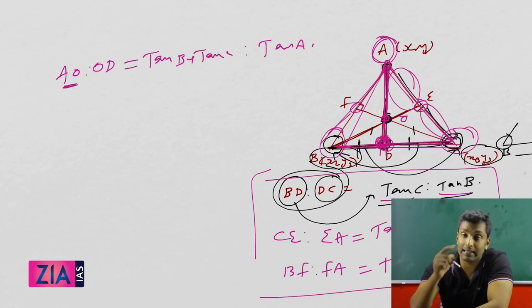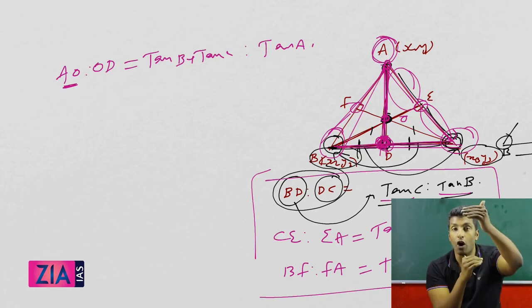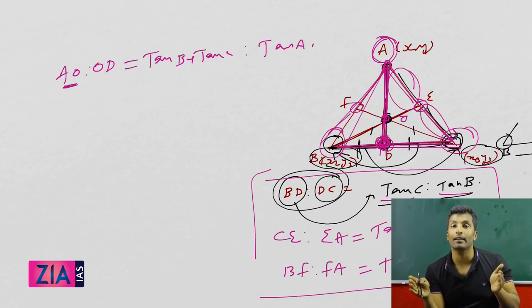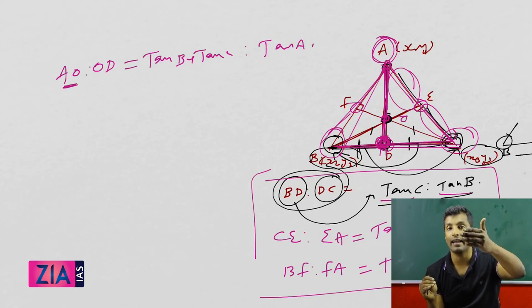That means I am talking about this AD altitude. AD means I dropped from A to D. So D is on what side? BC. So take those two angles, that is tan B plus tan C is to, from where? A. So tan A.